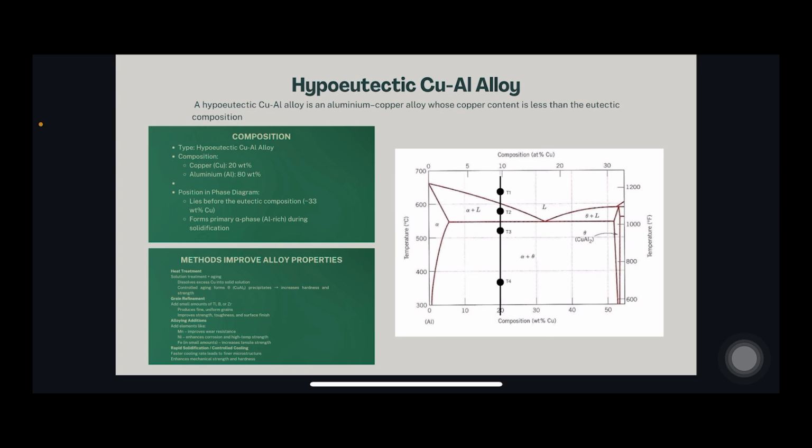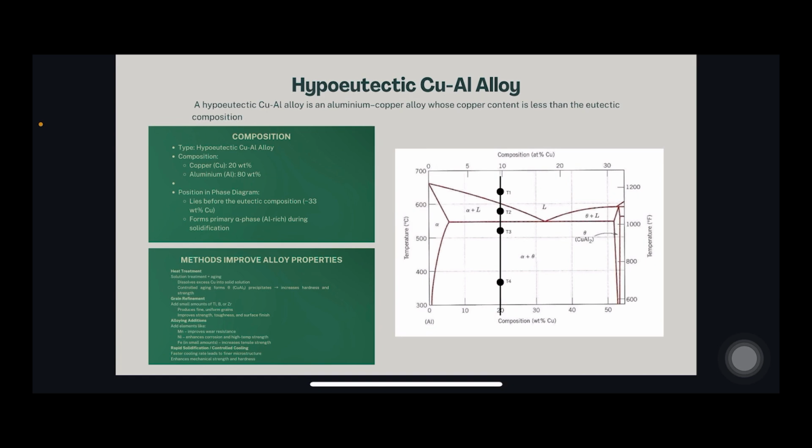So what is it? It is an alloy whose copper content is less than the eutectic composition. So what is its composition? The composition consists of 20% of copper and 80% of aluminum. So the position in the phase diagram lies before the eutectic composition, before the 33% copper, and it forms primary alpha phase during solidification.